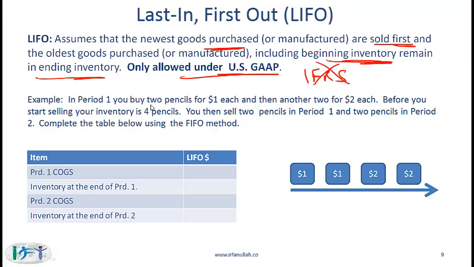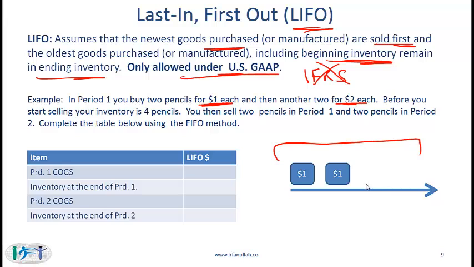Continuing with the same example, in period 1 you buy 2 pencils for $1 each, and then again 2 pencils for $2 each. So this is your inventory at the start. Now in period 1 you sell 2 pencils. The question is, what is the cost associated with the 2 pencils that you sell in period 1? With last in, first out, or LIFO, these are the 2 items that are sold first. So the COGS now for period 1 is going to be 4.